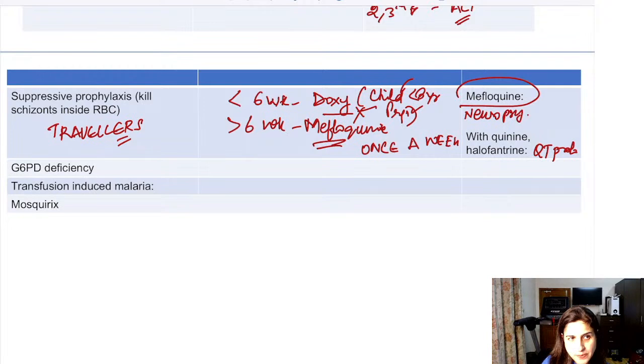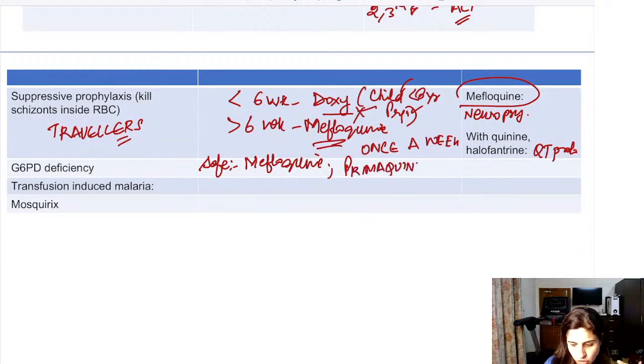So let's say G6PD deficiency is there. Which is the safest drug in G6PD deficiency here? Safest in G6PD deficiency, it is your safe. Which one is it? Mefloquine. Or the most notorious drug here, which can be a problem in G6PD deficiency, is your primaquine. So you will have to decrease the dose of primaquine in patients who are G6PD deficient.